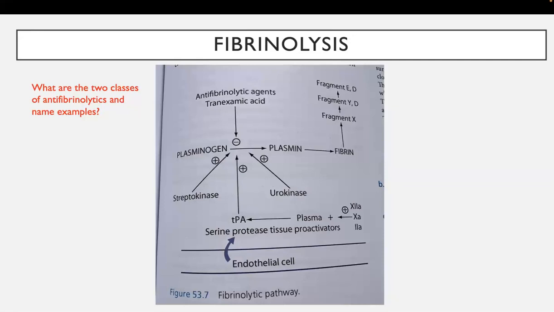Yeah, so the other example we have is EACA, the epsilon aminocaproic acid, but they're not commonly used.